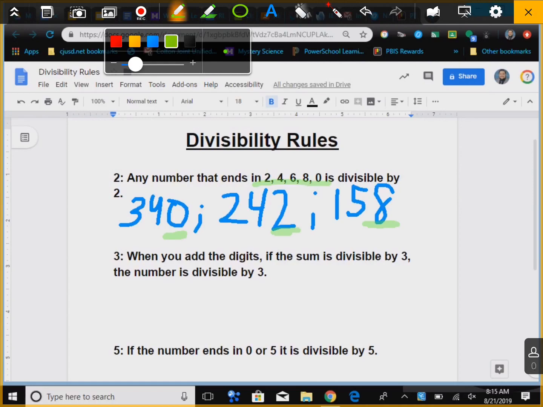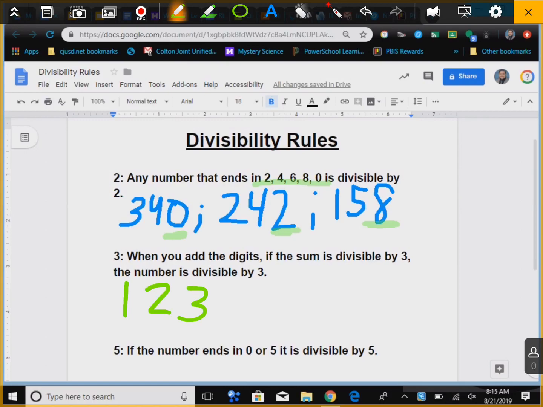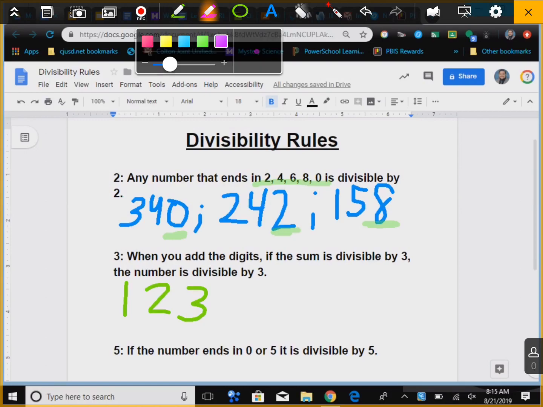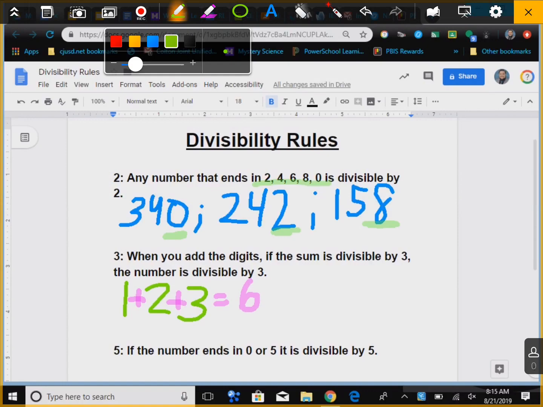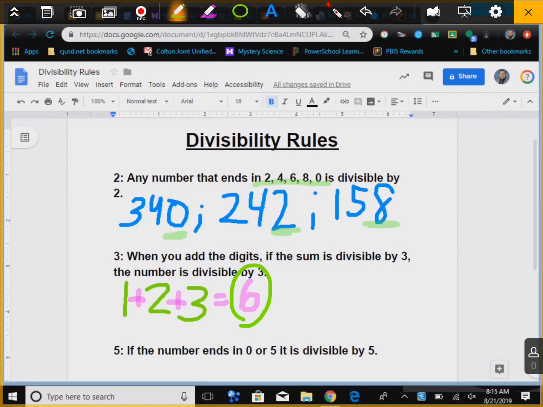Number 3 states that when you add the digits, if the sum is divisible by 3, the number is divisible by 3. Let me tell you what that means. Let's say I have the number 123. What you have to do is add the digits: 1 plus 2 plus 3 equals 6. I know 6 is divisible by 3, so that means 123 is divisible by 3, which means if I divide 123 by 3, it would be a whole number.